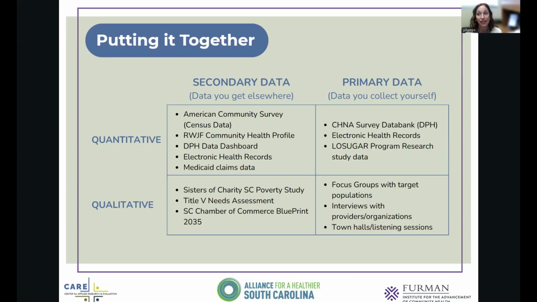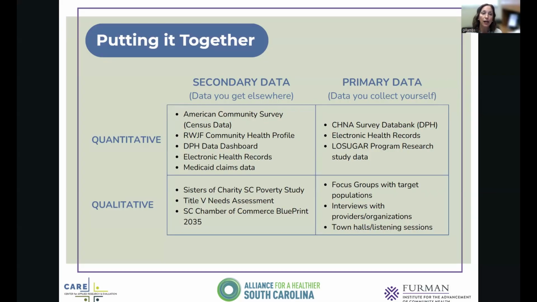And then when we think about secondary data sources that are qualitative in nature, the Sisters of Charity Foundation just conducted a statewide poverty study, and it was very much qualitative in nature, so that gives you context. There was also our Title V needs assessment that was conducted this year by DPH. A lot of interviews and focus groups were conducted as part of that needs assessment. And then the South Carolina Chamber of Commerce blueprint for 2035, they just finished going around the state talking to businesses about what they think are the most important issues for them. And so that could be a potential secondary data source with qualitative information.